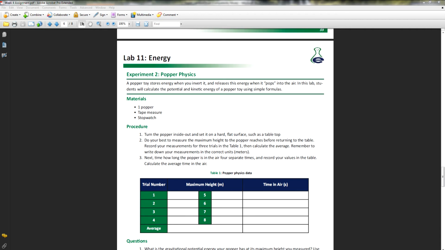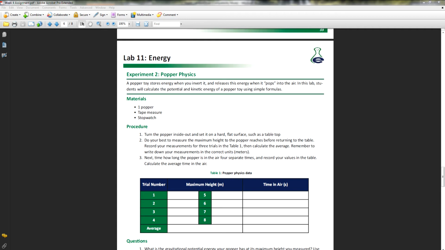You have the materials: the popper, the tape measure, and the stopwatch. Please pay very good attention to your measurements in this experiment. It is very important you make sure you have the right experiment, because you're going to use those numbers to do the calculations. So very quickly, you are told to measure how high the popper goes each time you pop it. Follow this procedure, put it on a hard surface and all that.